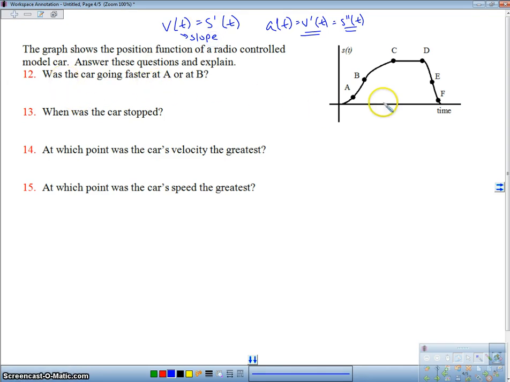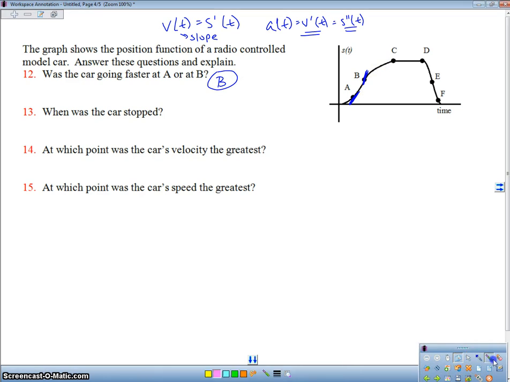Was the car going faster at A or B? Well, let's look at the slope. The slope looks like this here, but like this here. So which slope is higher? Which one's more sloped, I guess you could say? It's B. So it's going faster at B because the velocity is greater.